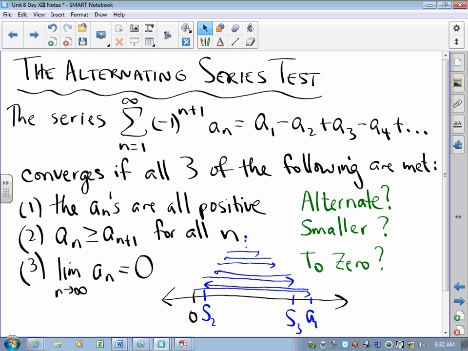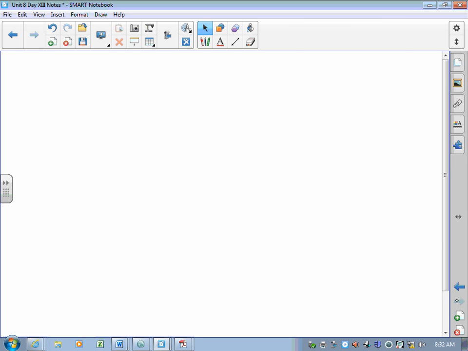But if any of those three conditions are not met, then the argument we just talked about doesn't work. And if the argument we talked about doesn't work, then we don't know if the series converges. Okay? So you've got three questions to ask yourself when you see an alternating series. One, does it actually alternate? Two, do the terms get smaller? And three, do the terms get closer and closer to zero? If those three questions are answered yes, we say yes, the series converges.